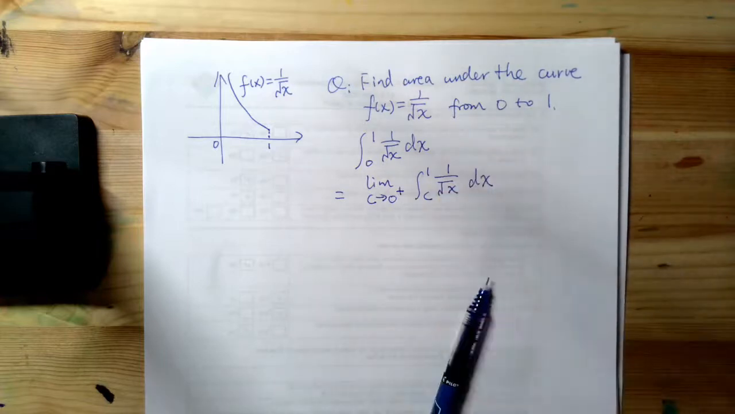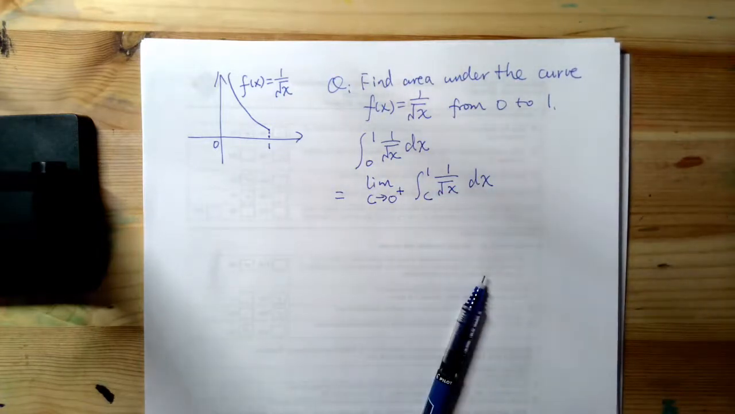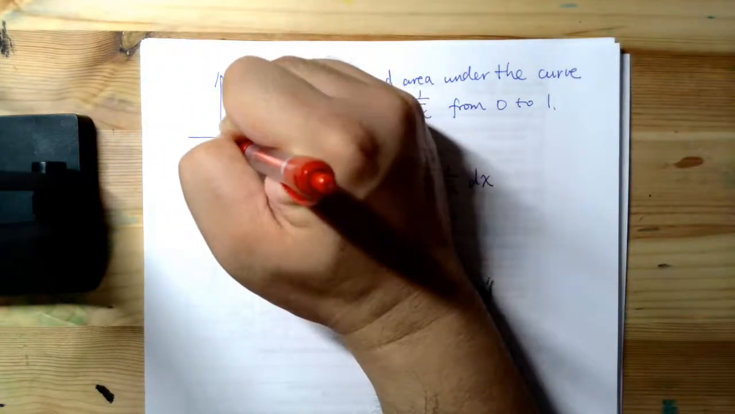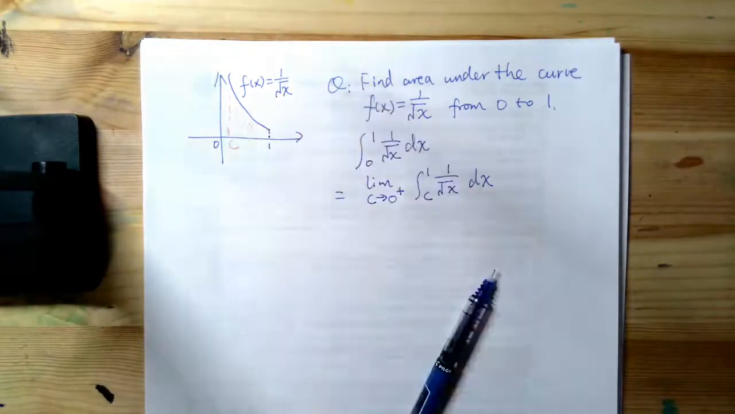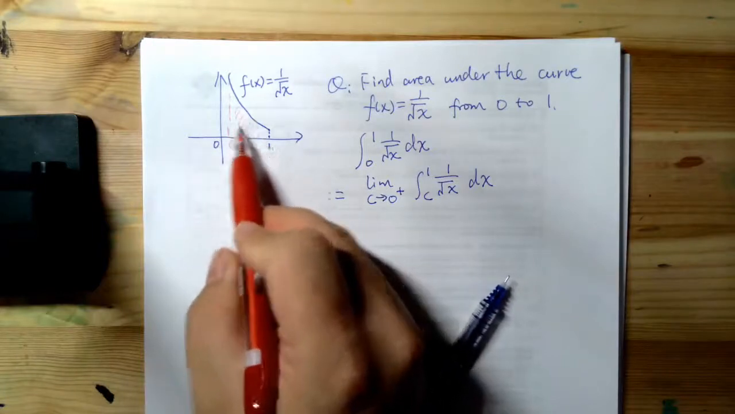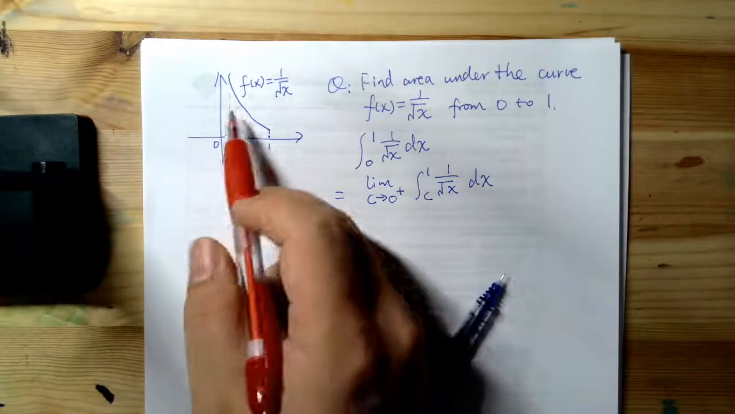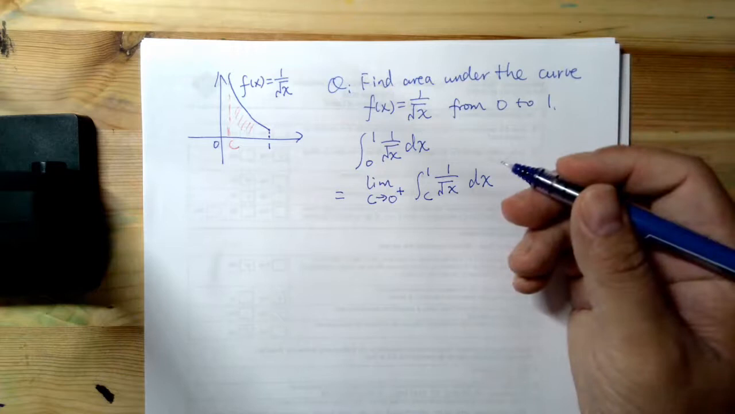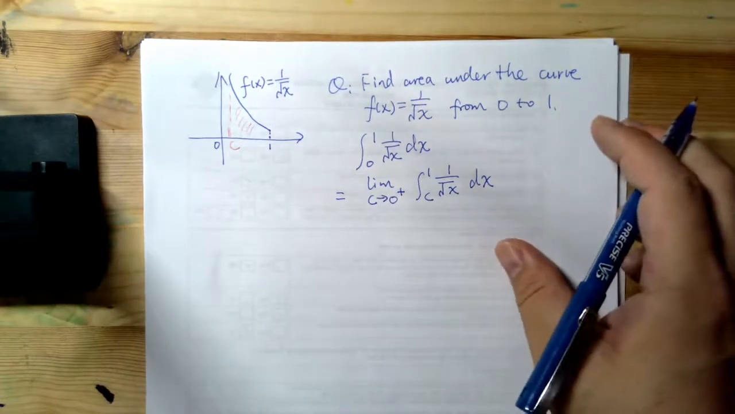Basically the idea is, with c here, I can easily calculate the area under the curve, and then I let c approach 0 from the right to see if that limit exists. If it exists, then we call this integral convergent, and if not, it diverges.